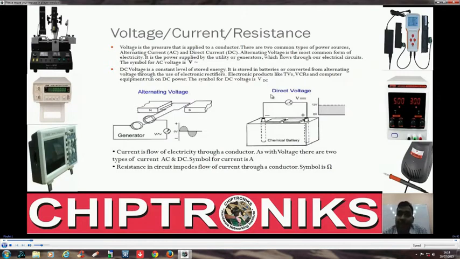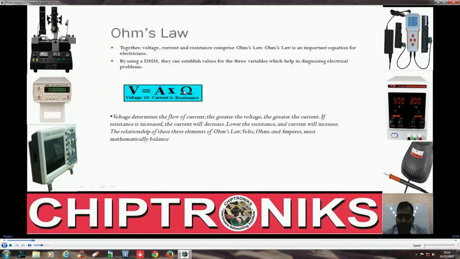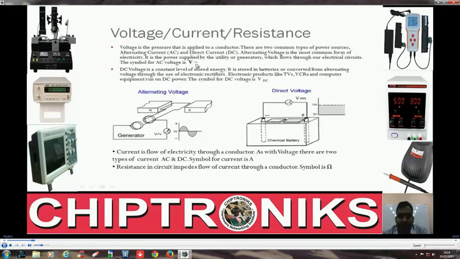Similarly, we have two types of current: an AC current and a DC current. In the AC current, the direction of flow of current varies, whereas in DC the direction is fixed. This is the symbol of an AC voltage, whereas this is the VDC, the symbol of a DC voltage. So anywhere in the schematic diagram you find VDC, that means it's a DC voltage.